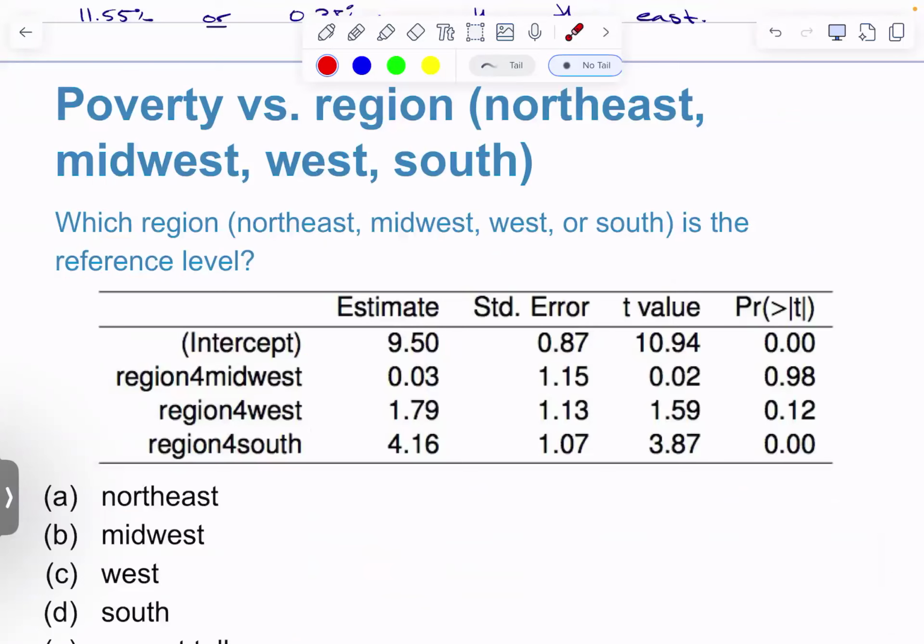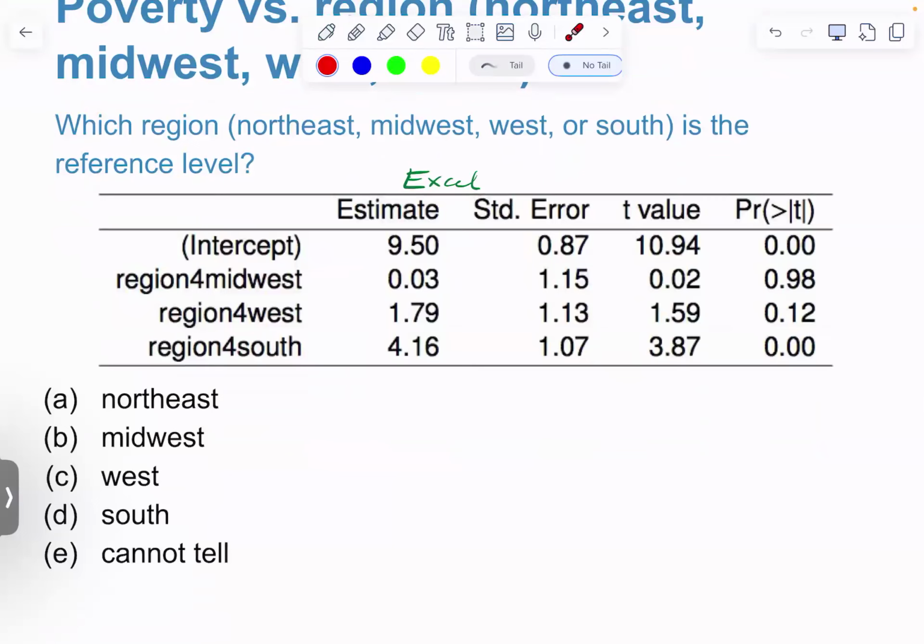What if we have 4 regions? At this point, we're not going to do calculations by hand anymore. Of course, we would use Excel to generate something like this. Now, what Excel is going to give you is the intercept, just like we had before, which is essentially a placeholder for the reference level. Everything is relative to the intercept. I guess I gave it away.